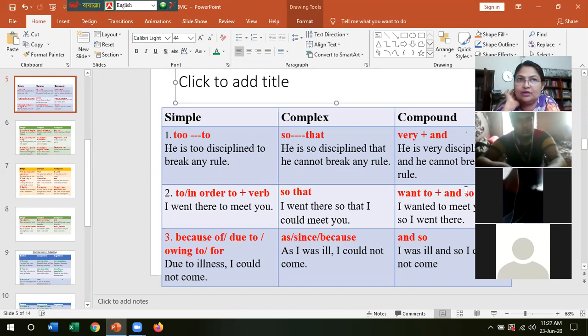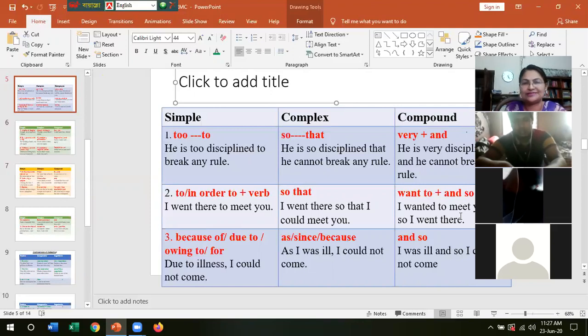This is exceptional. While checking copies, we find many mistakes that the students make for transforming simple and complex sentences into compound, especially in this case, that is 'to' plus verb. The answer will be, I wanted to meet you and so I went there. I wanted to meet you, one plus two, one, two, I wanted to meet you and so I went there.